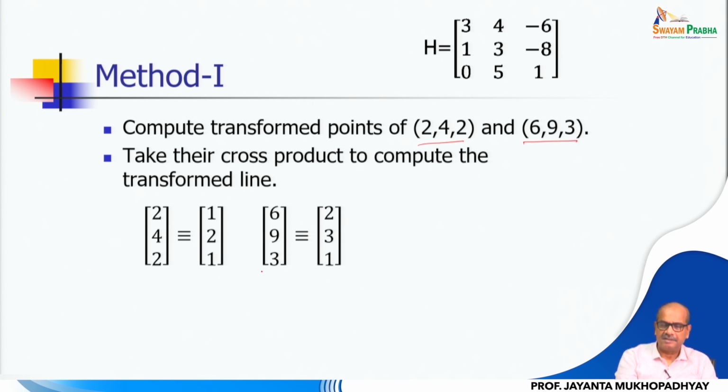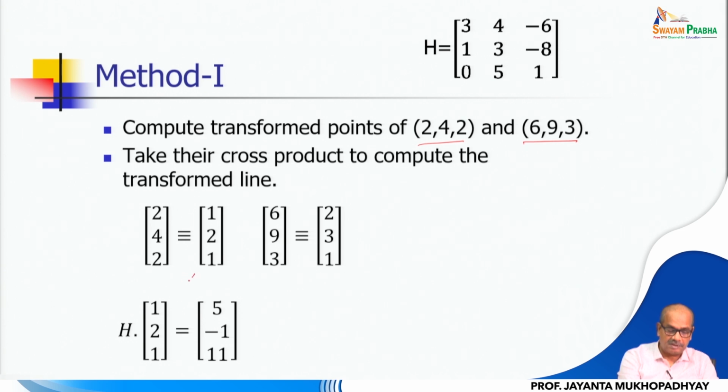As I mentioned, this is the canonical representation we use, and then you take the cross product of these two. Earlier also we have computed this, so now I will simply show you the result. If I take the cross product, I will get the line in the original space. But in the transformed space, first you have to perform the transformation. So this is the transformation.